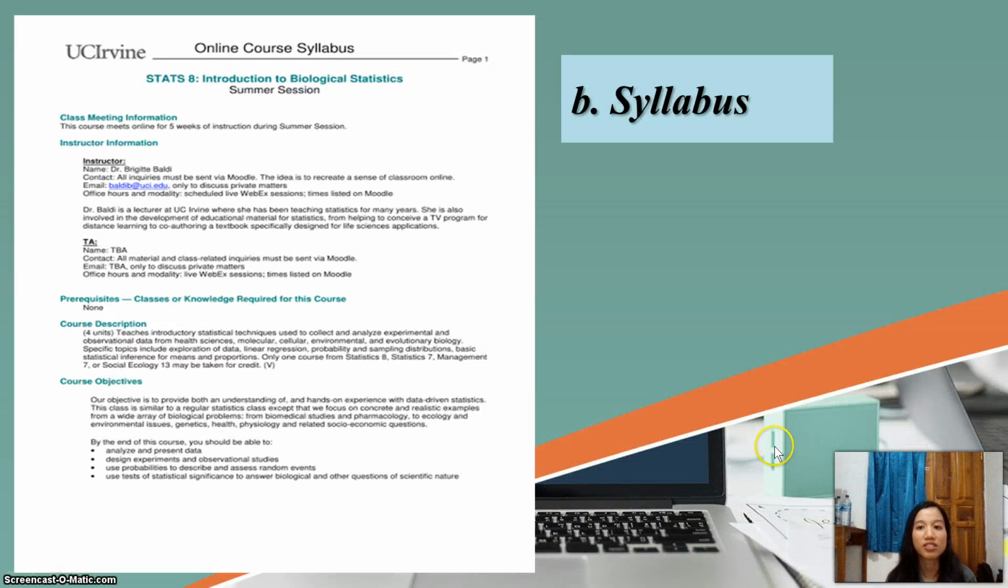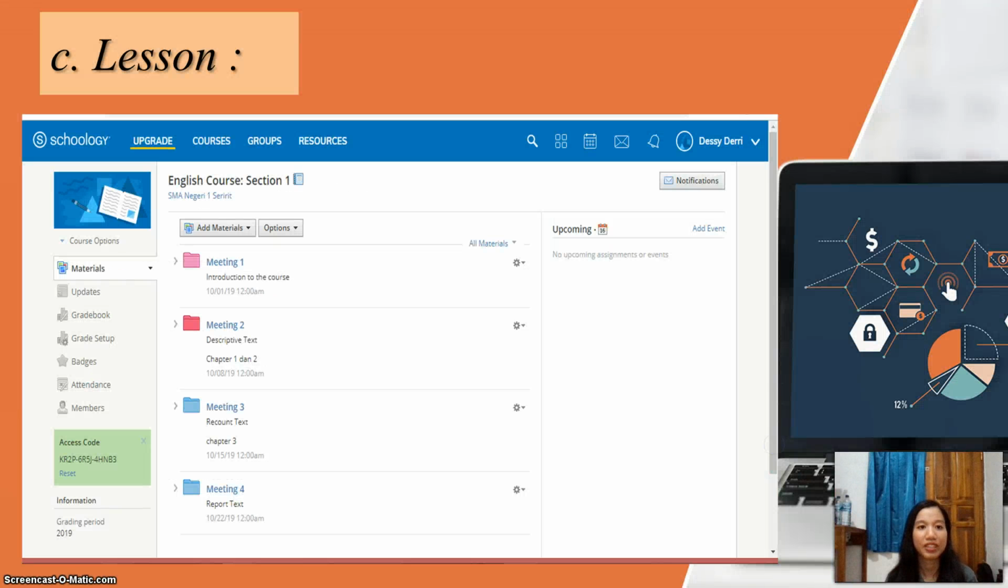And the next is the syllabus. Syllabus feature is the place that contains the syllabus. Students will know what activities they are going to do in the course after they see the syllabus. Next is the lesson. Lesson feature is the place that holds the material or lesson for the course. And this is also an example of the lesson in the school.